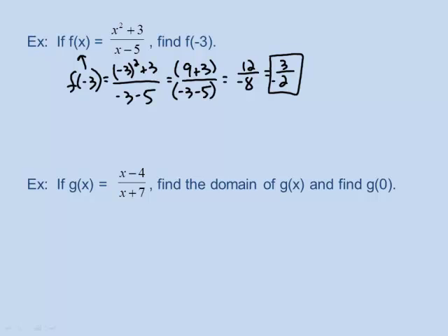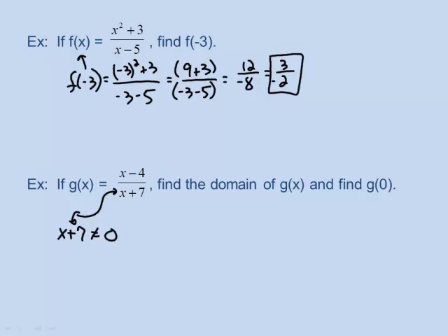Now the second example also is an evaluate problem, but it also asks you to find the domain. Okay? If g of x is equal to x minus 4 divided by x plus 7, find the domain of g of x and find g of 0. The one thing that's going to keep you from picking any value of x you want for this particular function is that denominator. We said that when you have a denominator of a fraction, that denominator cannot be 0, because if you have 0 in your denominator, you have an undefined fraction.